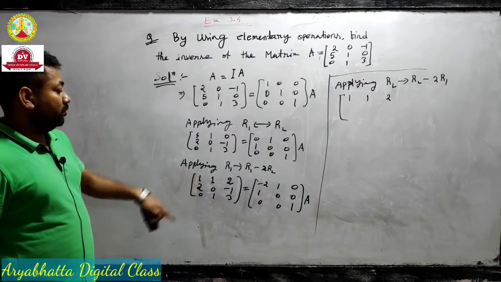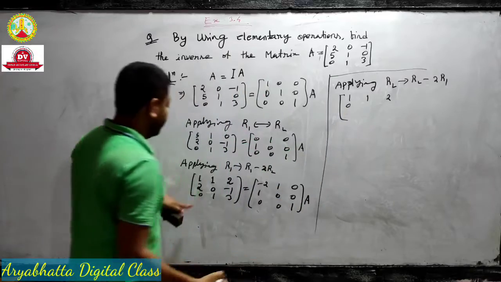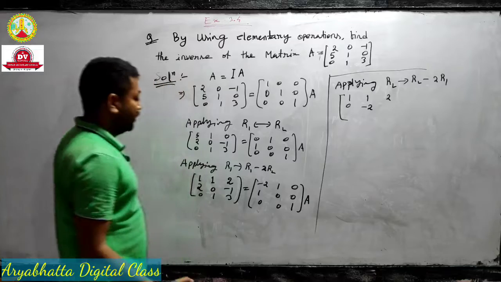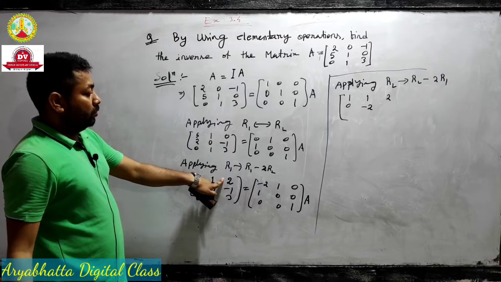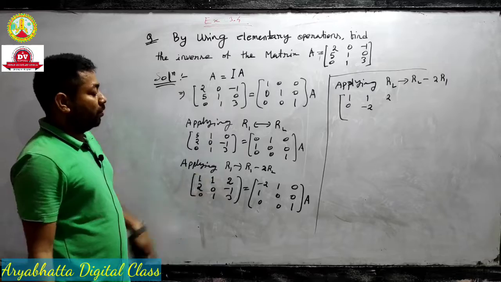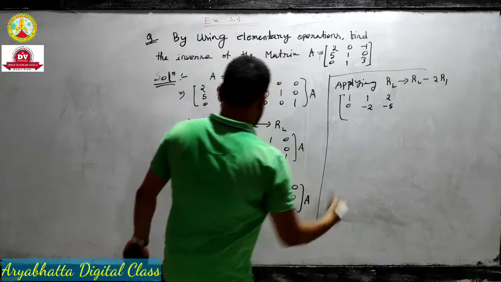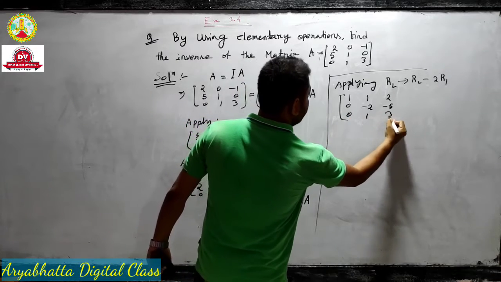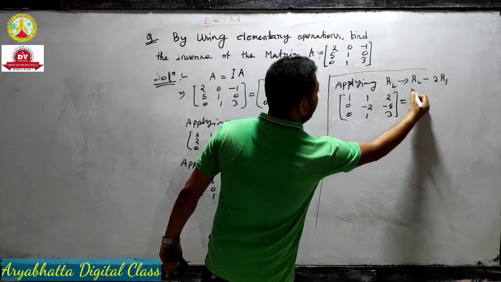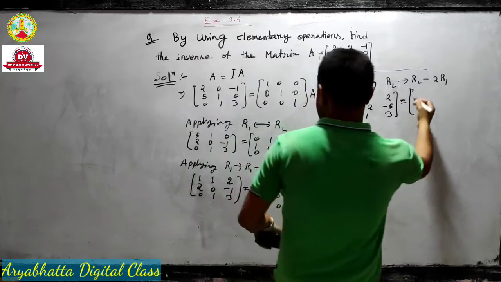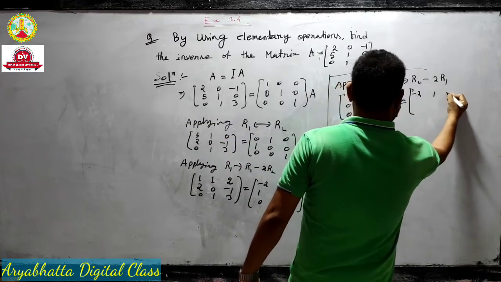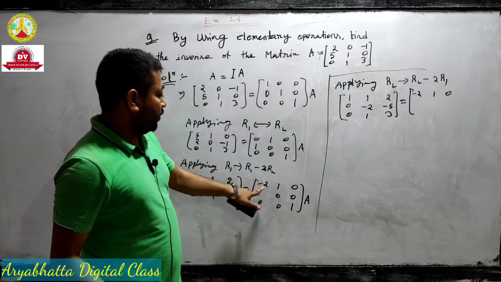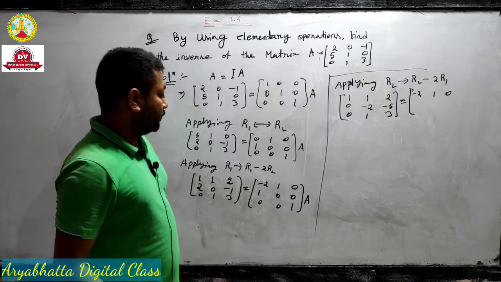2 minus 1 into 2, 0. Next, 0 minus 2 into 1, minus 2. This is equal to minus 2. Next, minus 1 into 2 into 2, minus 1 into 4, minus 5, is equal to minus 5. Next, the third row does not change: 0, 1, 3. R1 is the same, 1, 1, 2, and R2: 1 minus 2 into minus 2 plus 4, 1 plus 4, 5.